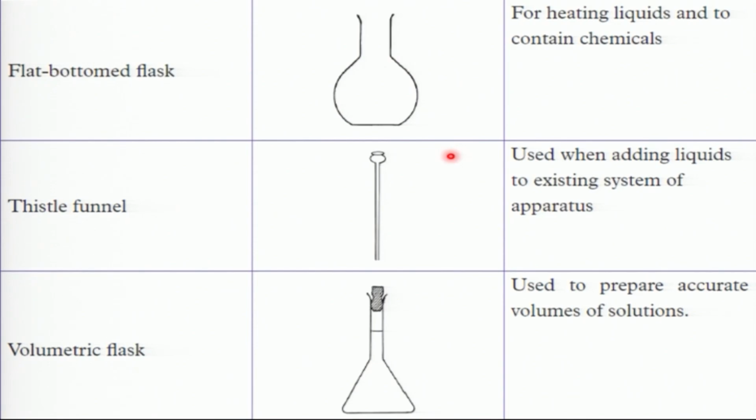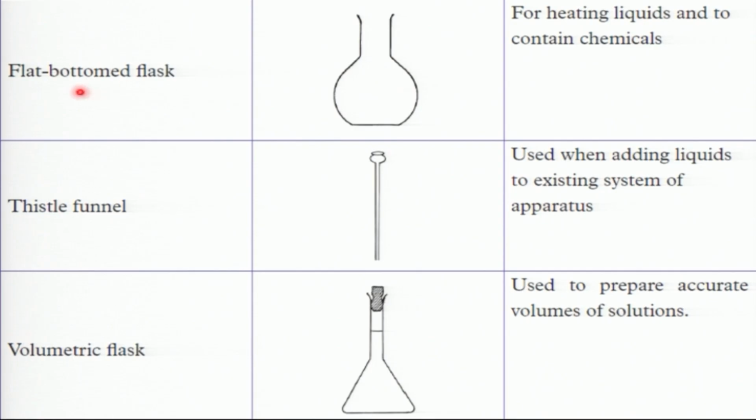So by the time I was talking of the other flask, the conical flask, I had talked of the flat-bottomed flask. All right? So this is the flat-bottomed flask. Look at the bottom here. It's flat. The name comes from there. This is used for heating liquids and to contain chemicals. You can put in chemicals and transfer them somewhere you want. So it is used for heating chemicals and liquids, and for keeping or containing chemicals.